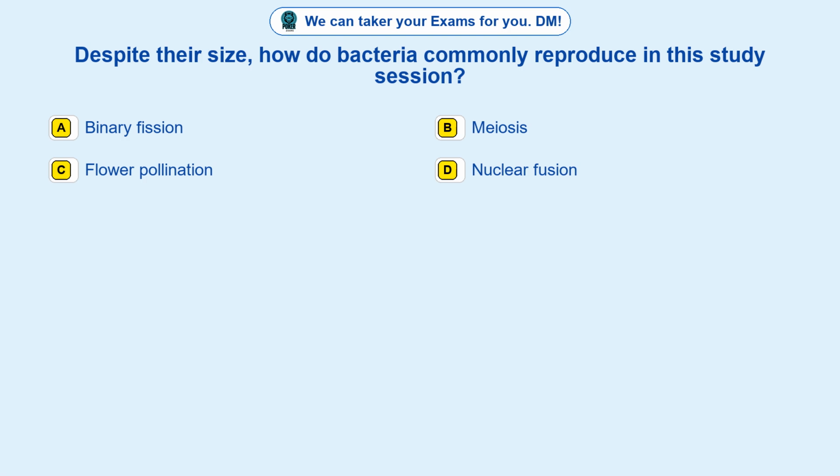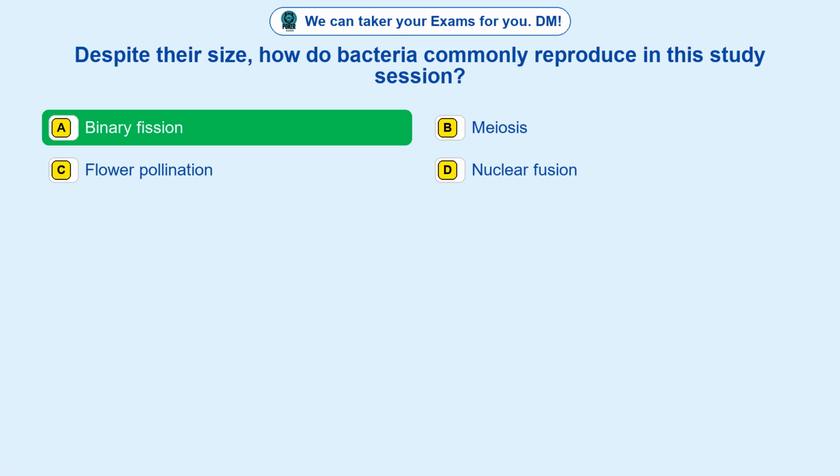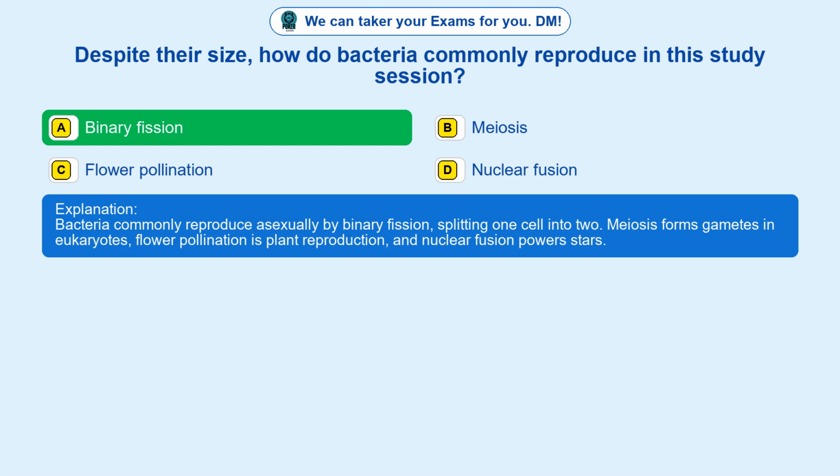Question 25. Despite their size, how do bacteria commonly reproduce in this study session? Option A, binary fission. Option B, meiosis. Option C, flower pollination. Option D, nuclear fusion. The correct answer is option A. Binary fission. Bacteria commonly reproduce asexually by binary fission, splitting one cell into 2. Meiosis forms gametes in eukaryotes, flower pollination is plant reproduction, and nuclear fusion powers stars.